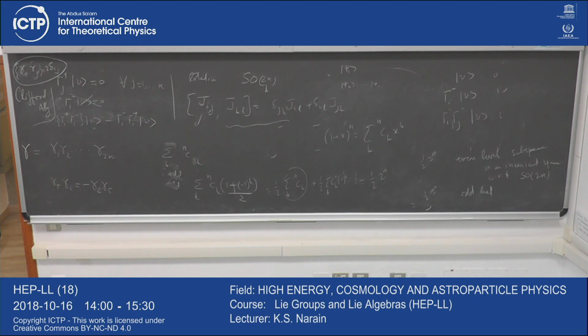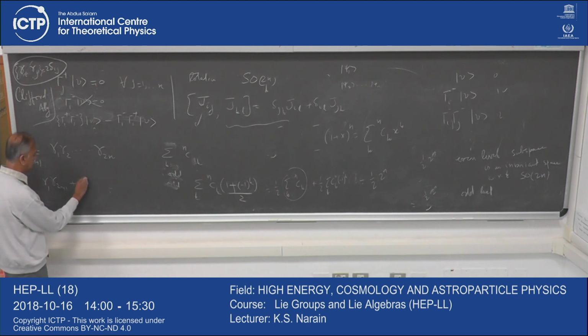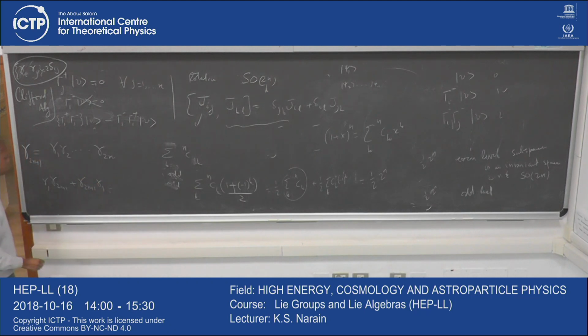Actually, let me just call it gamma 2n plus 1. Again, there will be some i factors and so on, but those numbers I'm not worrying about. If I look at this, then this is exactly the same property. So if I take gamma 2n plus 1 and multiply by, say, gamma 1 on this side, and look at the other side, gamma 2n plus 1 with gamma 1, compare the two things.